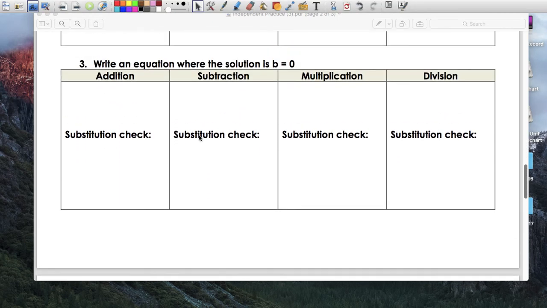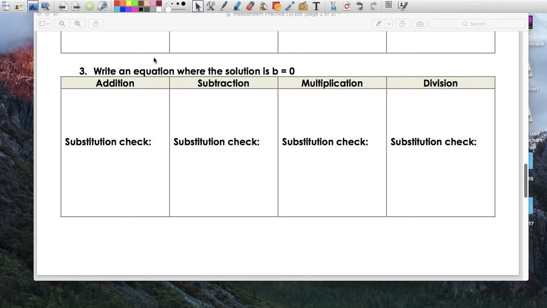Now I want something with 0. Okay, so again, keep it simple. b plus 9 equals 9, right? So is that true? Yeah, well, if I substitute 0 plus 9, I will indeed get 9. Okay, so that's my equation right here, b plus 9. Subtraction, 10 minus b equals 10. It's true because b is 0, so 10 minus 0 is 10.